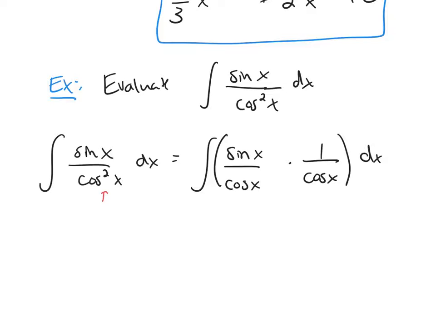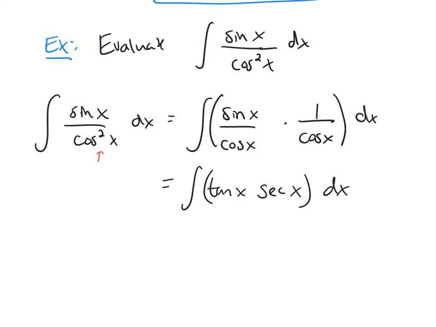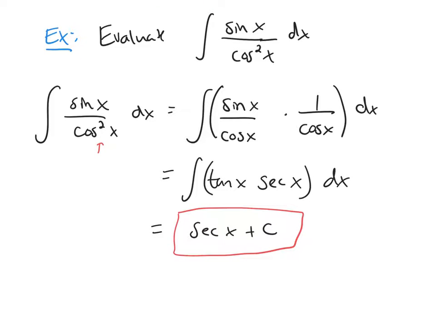And then we're going to remember that sine over cosine is tangent, and 1 over cosine is secant. And then think about which function has derivative tangent times secant, and that function is secant plus c. So when you have trig functions, you might need to use your identities to rewrite your trig functions and break it down into something that you can find the integral of.